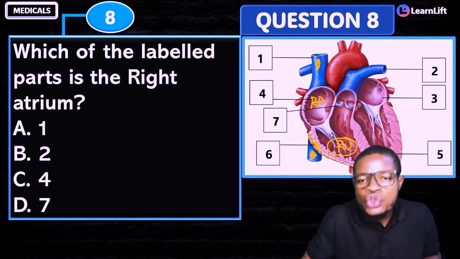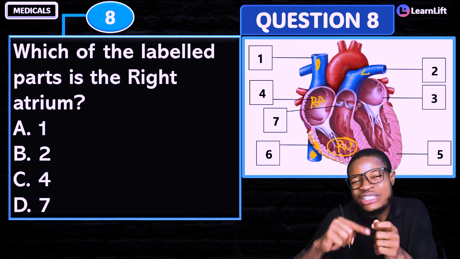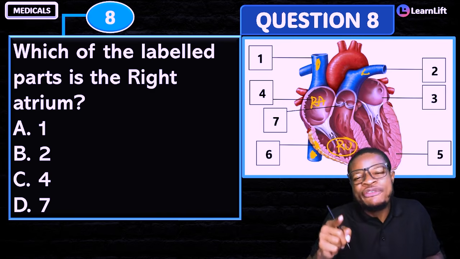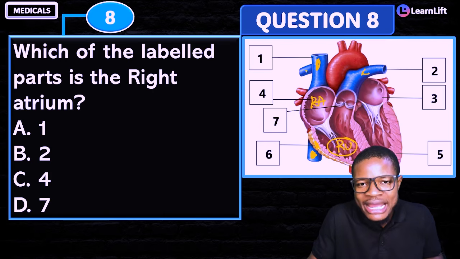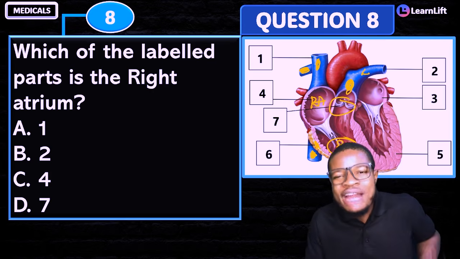What is 2? 2 is the pulmonary artery that is going to the lungs, right? To the left lung. So what's that? 2 is your left pulmonary artery. This one here is your right pulmonary artery. This one is the pulmonary trunk. 7 is your pulmonary semilunar valve.